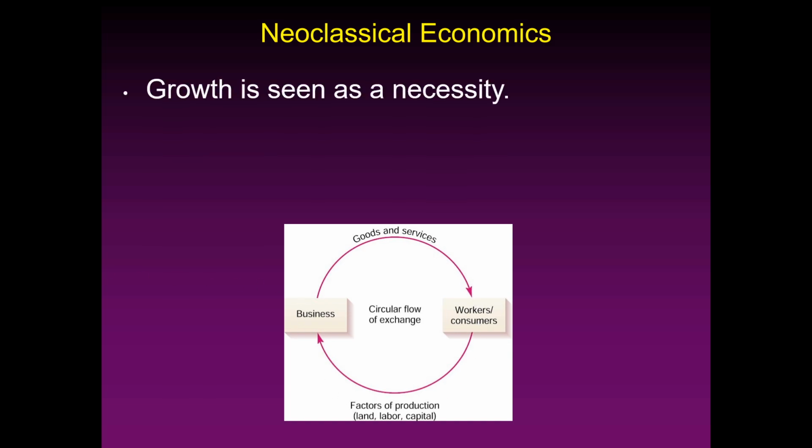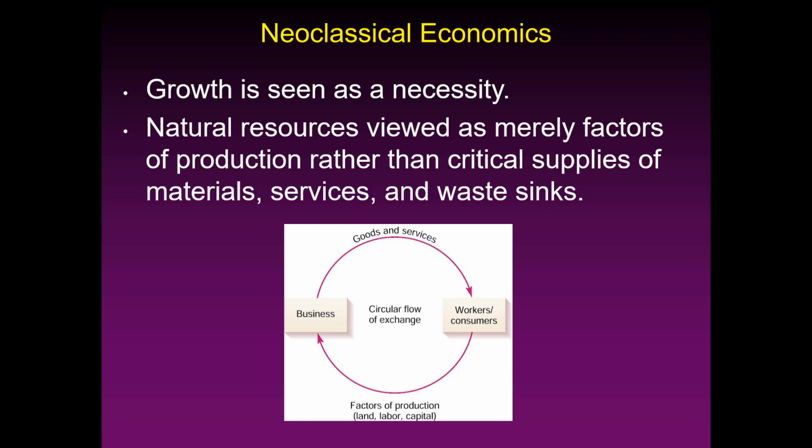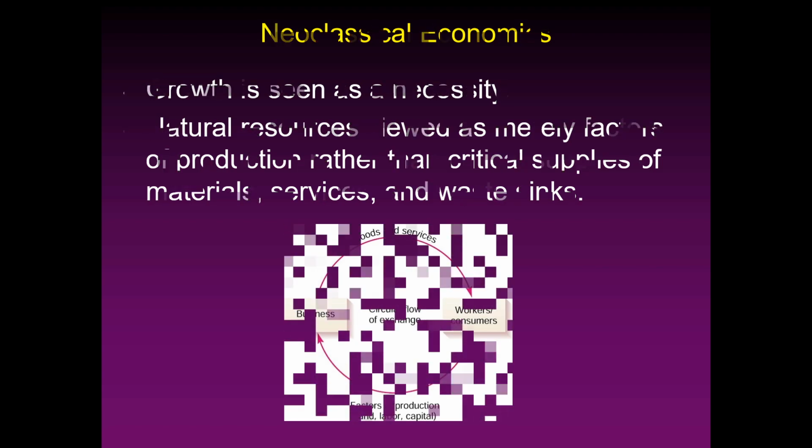So growth is seen as a necessity in this system. This change is necessary. And natural resources are viewed as merely factors of production rather than critical supply materials, services, or waste sinks. We have to mine or acquire the materials needed to produce these, and those are just factors in the production. It's like if you're trying to build something and you need 10 of product A, 2 of product B, and 1 of product C, if you only have 39 of each of the products, then product A is going to be your limiting resource in that supply chain.